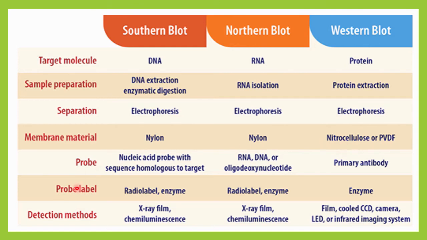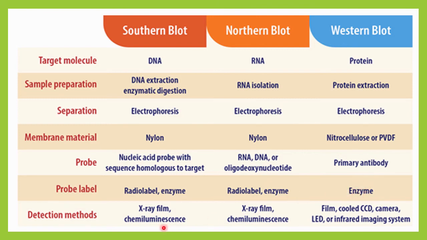Then the probe. Let's say the probe will be according to the DNA, meaning a nucleic acid probe that is homologous to the target. Here it is RNA, DNA or oligodeoxynucleotide, and here it will be primary antibodies. The probe label will be radiolabel or enzyme. Here also radiolabel or enzyme, and here only enzyme. No need of radiolabeling.